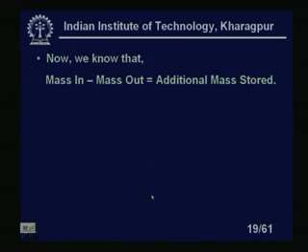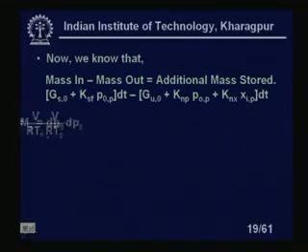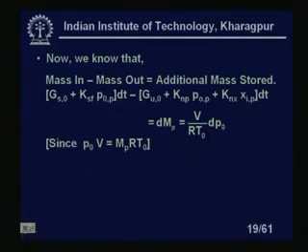Now, we know that in a flapper nozzle system, mass in, which means the mass of air flow coming in, minus mass out, is obviously the additional mass stored inside the nozzle system. So, I can immediately write the equation: (GS0 plus KSF POP) dt minus (GU0 plus KNP POP plus KNX XIP) all multiplied by dt.